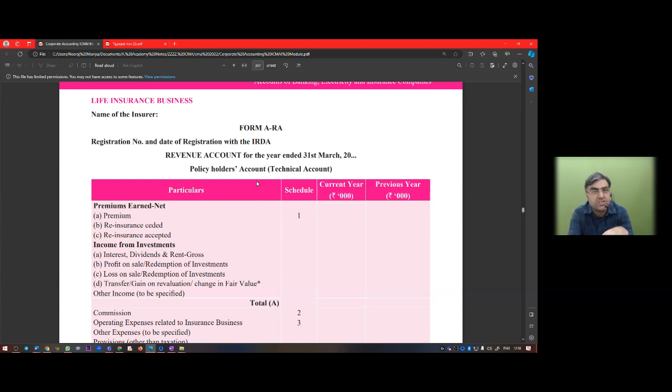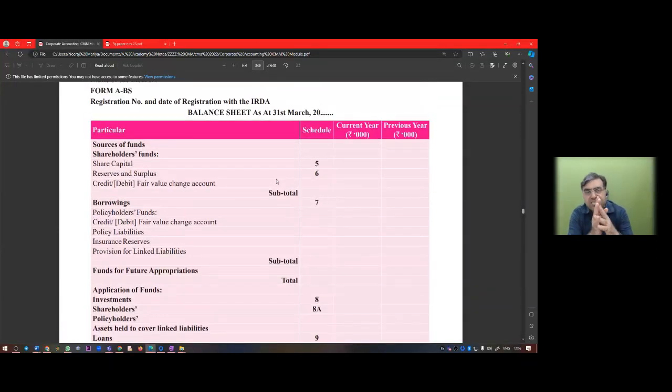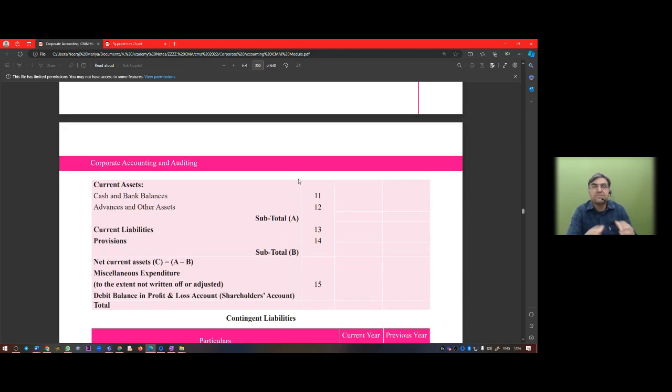In case of general insurance, 1 is premiums. After 1, other incomes. 2, 3, 4. 2 is claims. 3 is commission. 4th is operating expenses. Let's go to the balance sheet. 5, 6, 7, the 5 is share capital, 6 is reserve and surplus, 7th is borrowing. That is the liability side. 8, 9, 10, 8 is investments, 9 is loans, 10 is fixed assets. 11, 12 minus 13, 14, 11 is cash and bank, 12 is advances and other assets, 13 and 14, 13 is contingent liabilities, 14 is provision and 15 is miscellaneous expenditure.